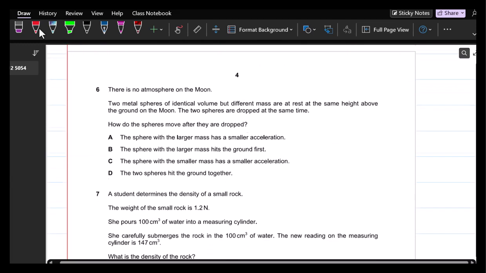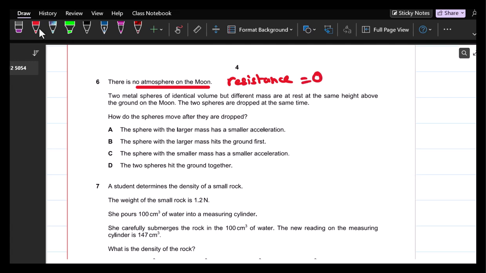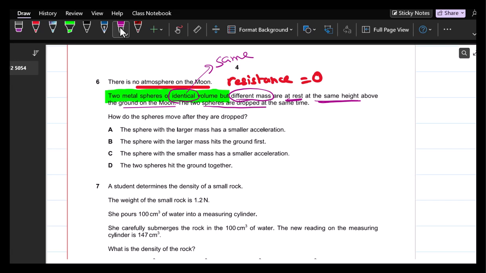Moving forward, there is no atmosphere on the moon. If no atmosphere, it means resistance is not going to act there. Resistance will be zero. The two metal spheres of identical volume, but different mass, are at rest at the same height above the ground on the moon. The two spheres are dropped at the same time. How do spheres move after they are dropped?